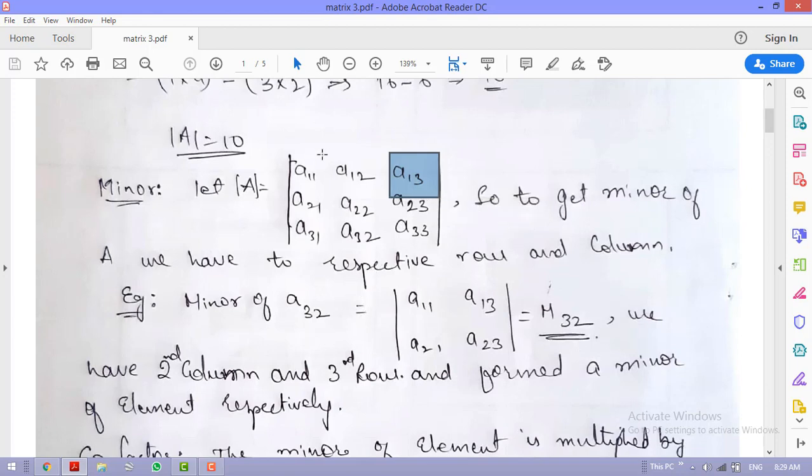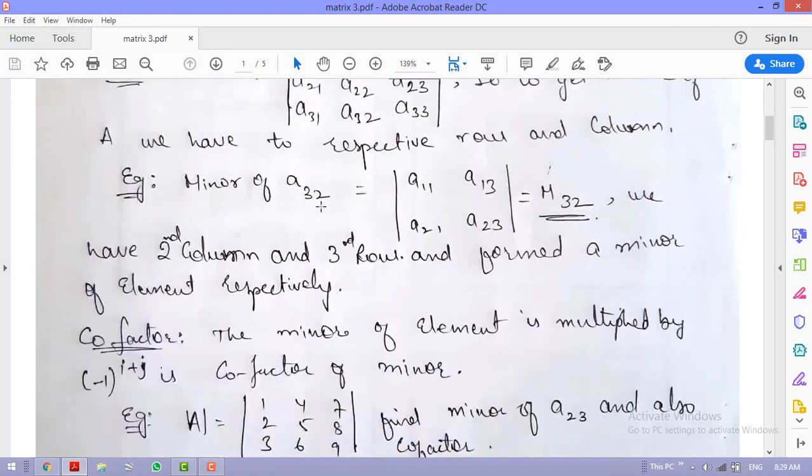Then after that, what I'm going to say is regarding the cofactor. The cofactor is nothing but the minor of an element multiplied by minus 1 to the power i plus j, where i is the position of the row and j is the position of the column, right? So that is considered to be the cofactor of a minor, right?